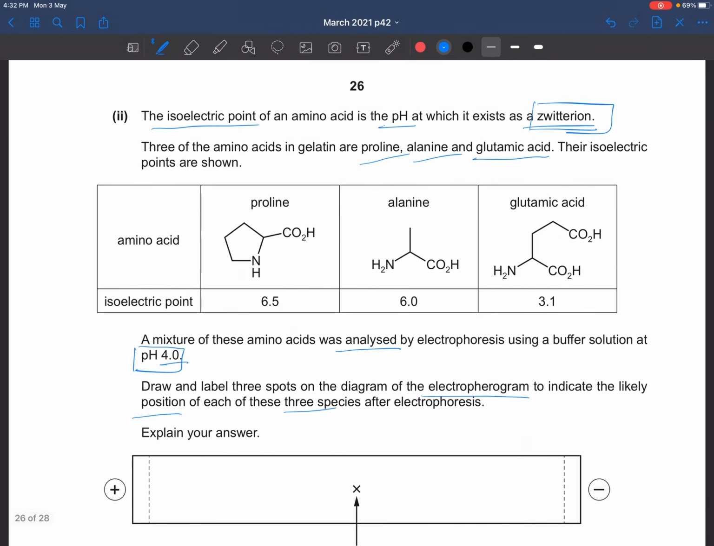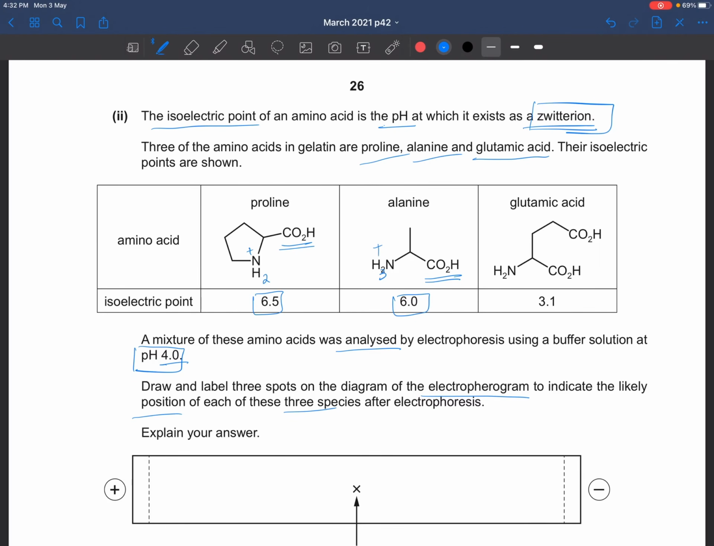The isoelectric point of proline is 6.5. So below 6.5 it would be in the acidic range. So in acidic range, this remains COOH, this gains a hydrogen, so it becomes NH2 plus. So proline would be a positively charged particle. Alanine also has an isoelectric point above 4, so it would also keep COOH, and this becomes NH3 plus, so this would also be positive.